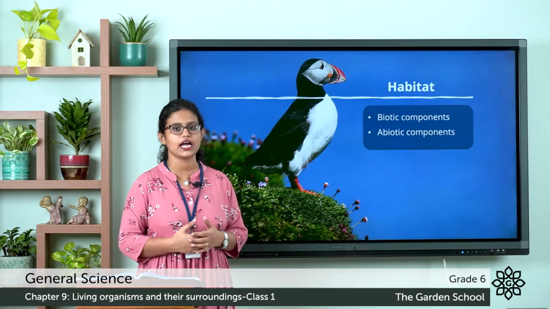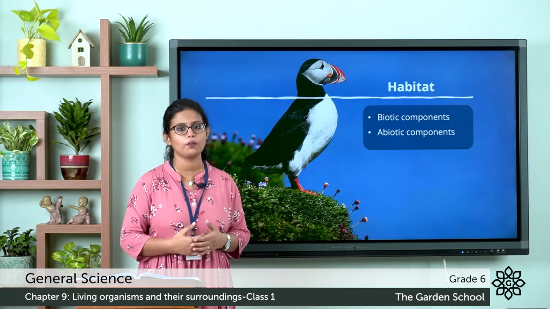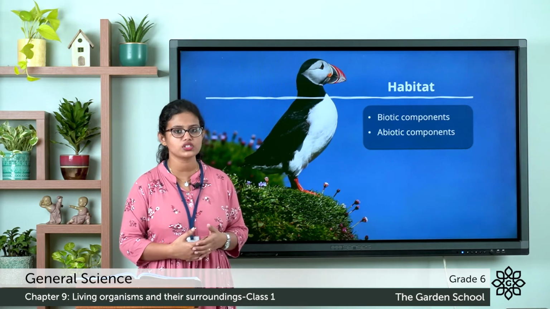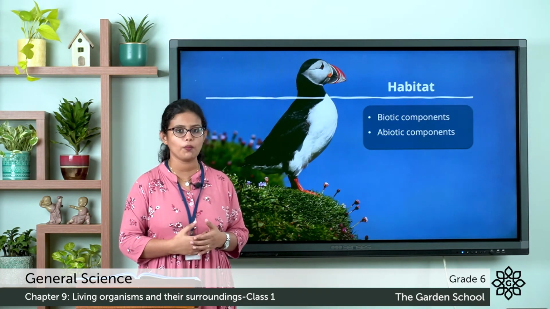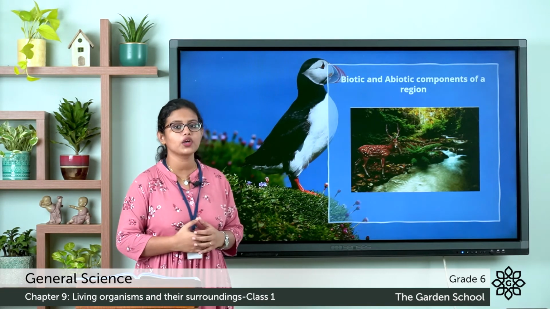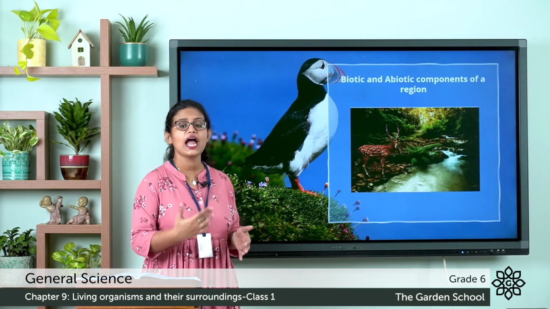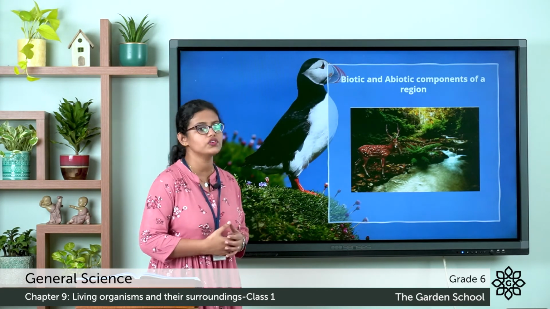So every habitat is made up of living and non-living components, that is, biotic and abiotic components. Here you can see the biotic and abiotic components of a region, that is, the living and non-living components of a region.